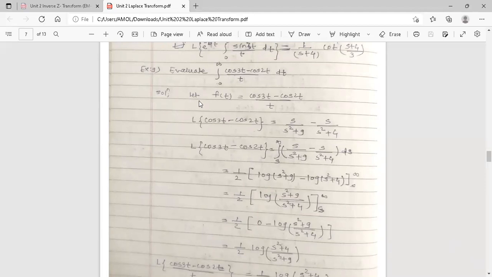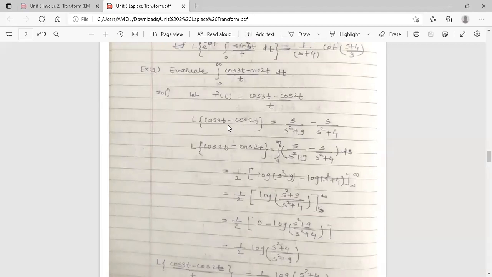Okay. Let f of t be the function inside the integral when the limits are 0 to infinity. Cos 3t minus cos 2t upon t is the function. Now you first find the Laplace transform of cos 3t minus cos 2t. What is the Laplace transform of cos 3t? It is s upon s square plus 9, minus, what is the Laplace transform of cos 2t? It is s upon s square plus 4.